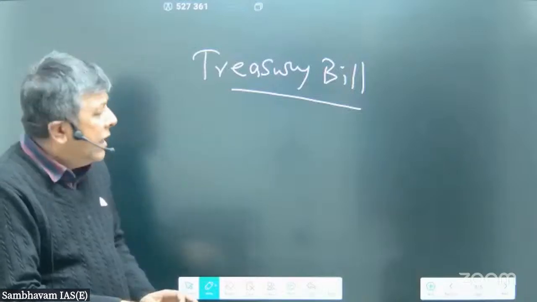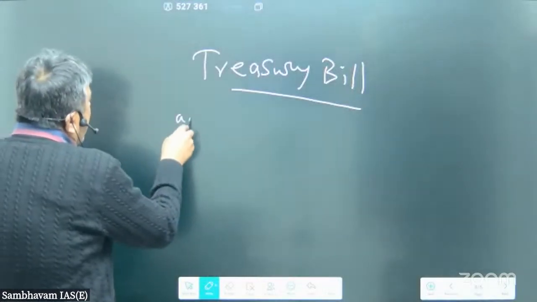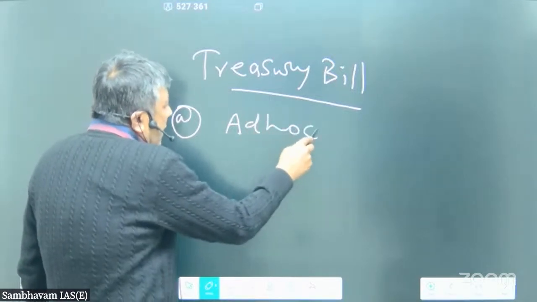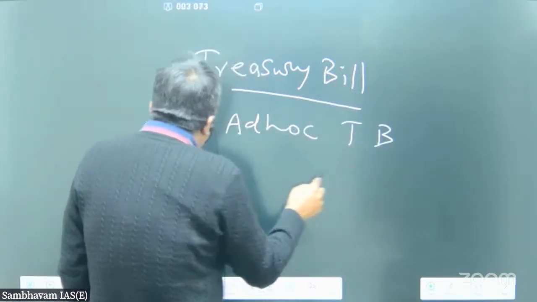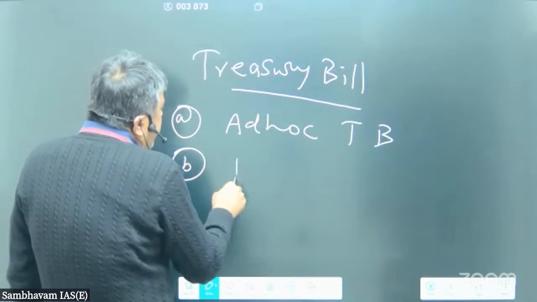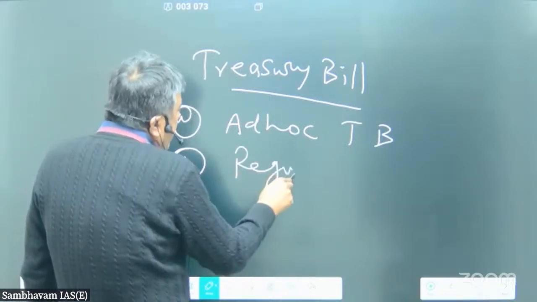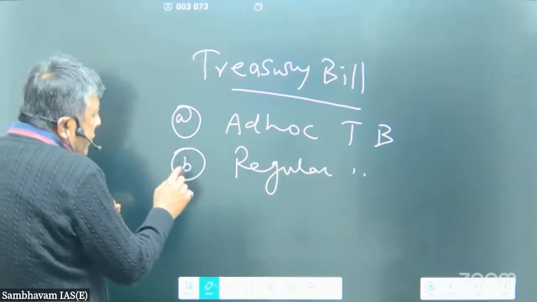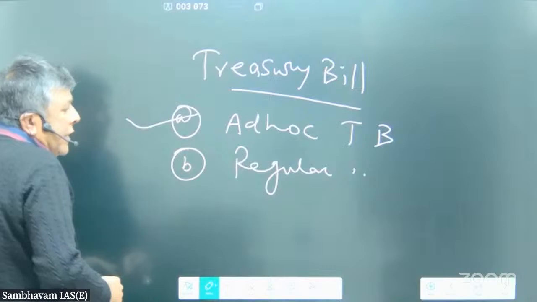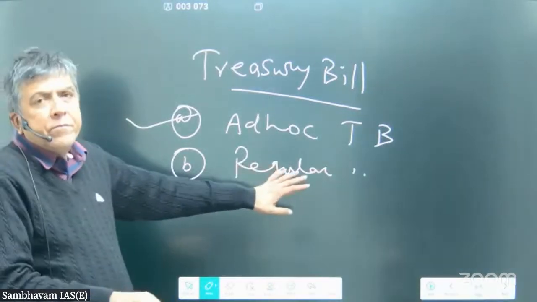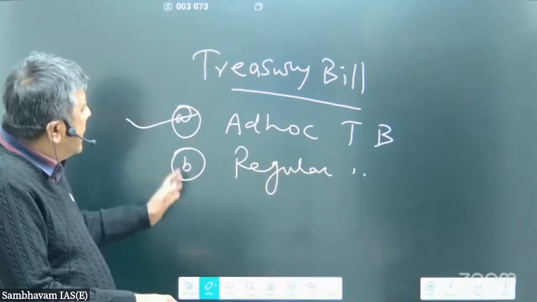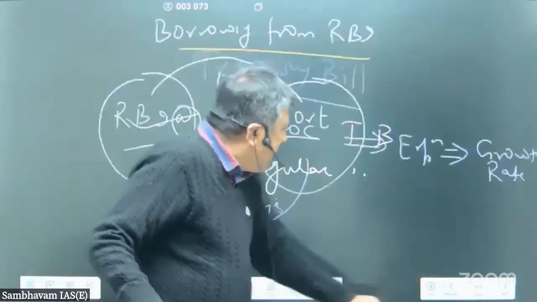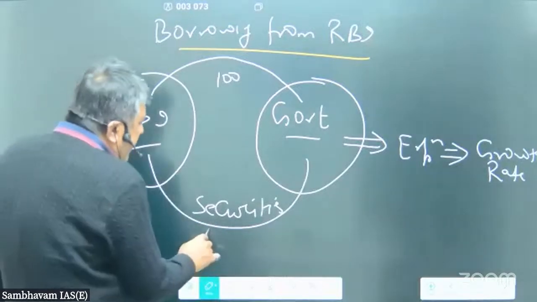Okay. Now Treasury Bills are of two types. First is called ad hoc Treasury Bill, and the second is called regular Treasury Bill. So the central government used to issue ad hoc Treasury Bills to the RBI. Not this one. Okay. The central government used to issue ad hoc Treasury Bills to whom? To the RBI.